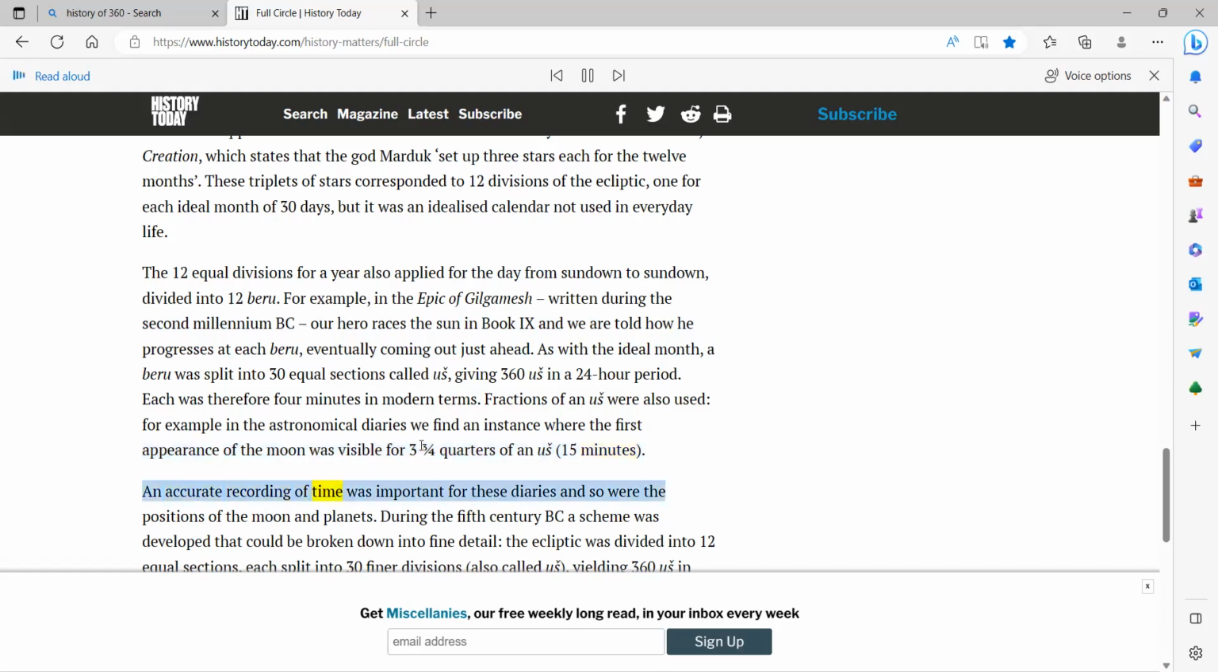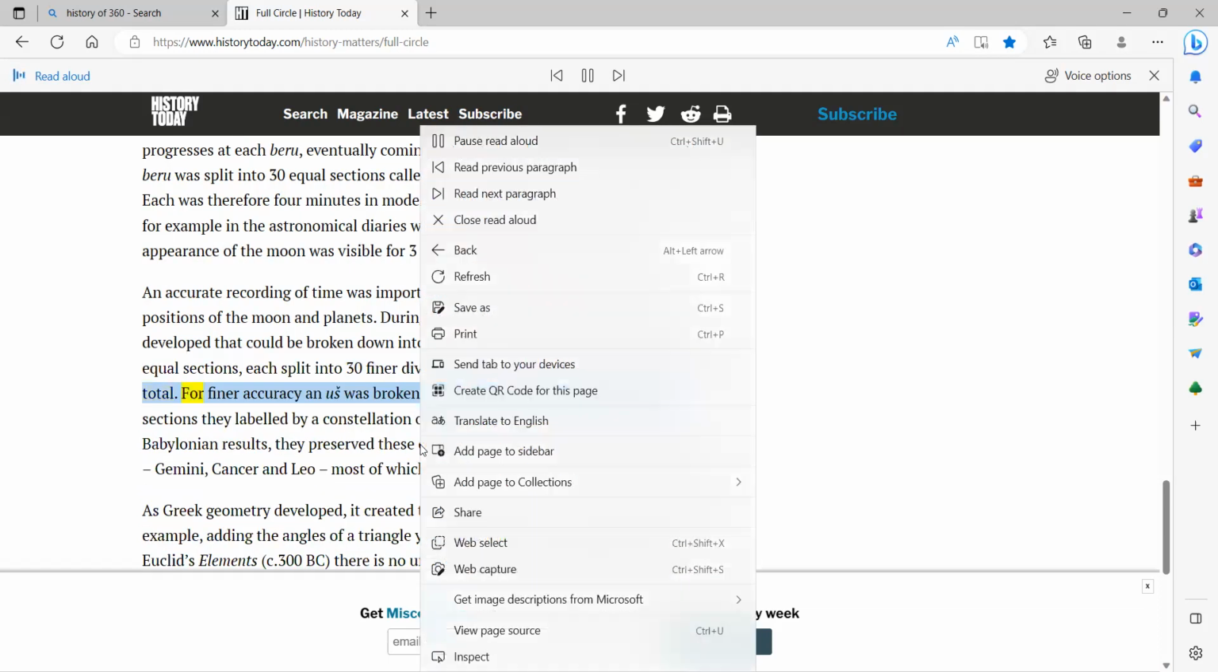An accurate recording of time was important for these diaries, and so were the positions of the moon and planets. During the 5th century BC, a scheme was developed that could be broken down into fine detail. The ecliptic was divided into 12 equal sections, each split into 30 finer divisions, also called us, yielding 360 us in total. For finer accuracy, an us was broken down into 60 divisions.